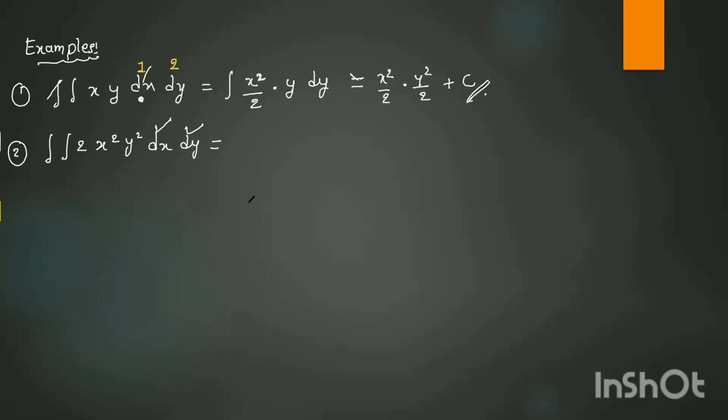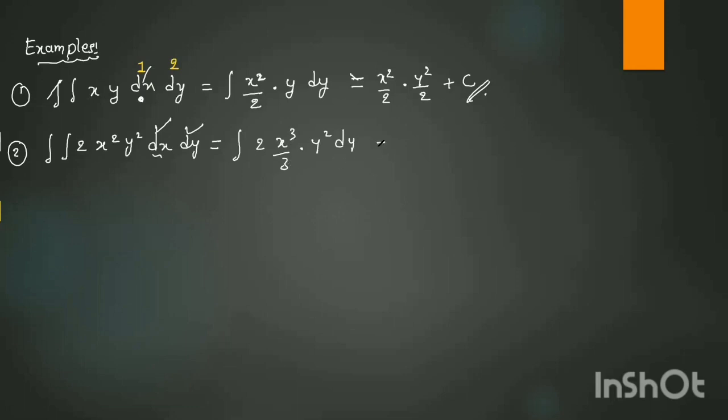Got the answer? 2x cube by 3 y cube by 2 plus c. Into y cube by 3 plus... Yes. So first thing, one integration is gone. 2x cube by 3 into y square dy. See, I kept 2 as it is. I kept y square as it is. I kept dy as it is. Only I touched x square. So it will be x cube by 3.